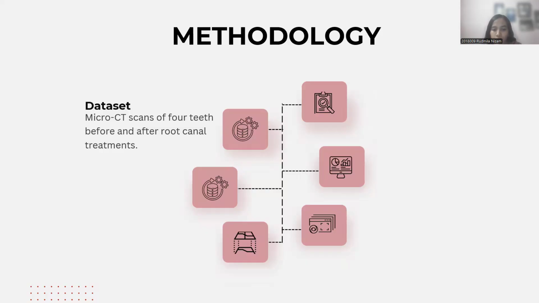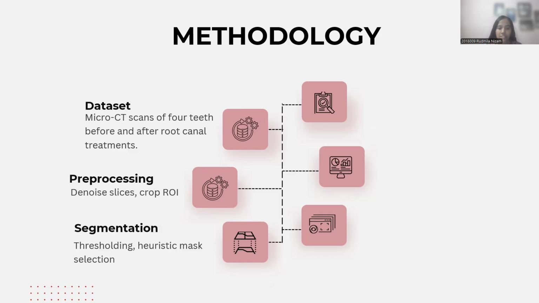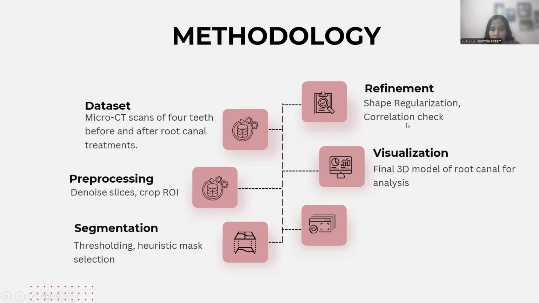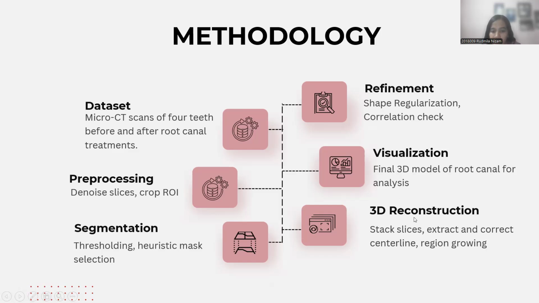Then for methodology, we began with micro-CT scans of 4 teeth taken before treatment. We first removed image noise and cropped in on the tooth itself. Then we used an automated segmentation method to pick out the canal from the surrounding material. After that, we refined the shapes so the boundaries were smooth and accurate, and only made manual corrections when absolutely necessary. Finally, we stacked all the processed slices together to create a full 3D model and then traced the center line for detailed analysis.